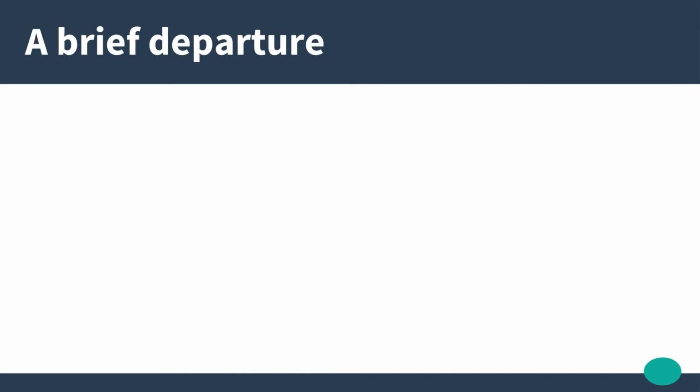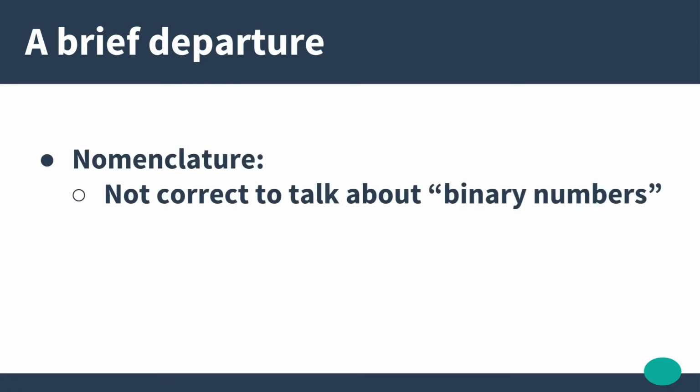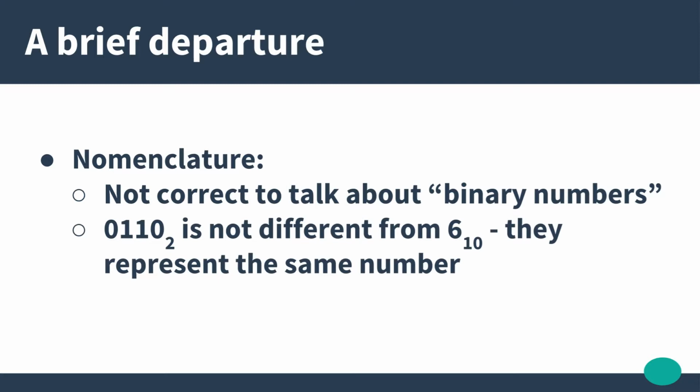The second thing that I want to mention is a word on nomenclature. Strictly speaking, it's not correct to talk about binary numbers or octal numbers. We do this just to simplify things and to make it a bit easier to say, but it's important to understand that numbers in binary are not different from numbers in decimal or any other base. 0110 in base 2 represents the same number as 6 in base 10.